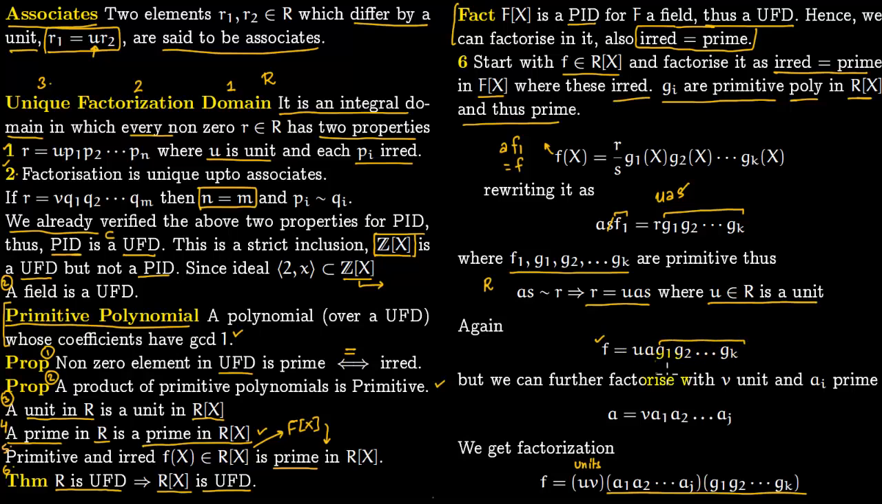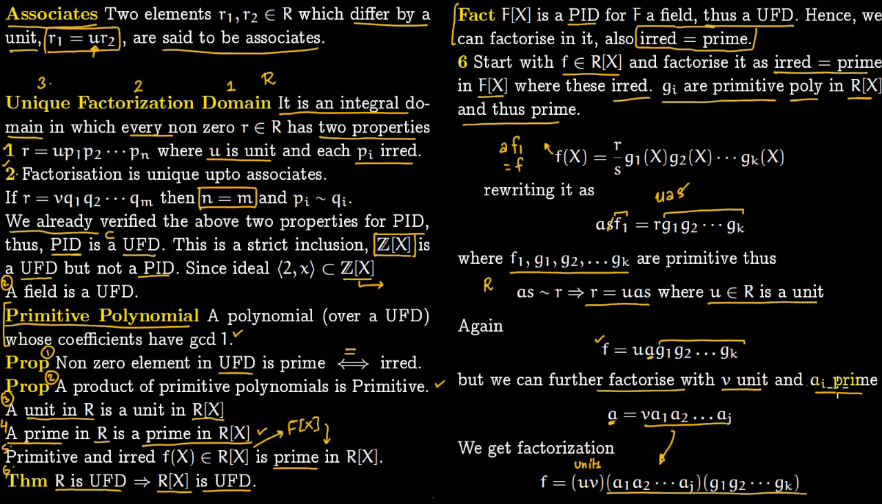Now this a we can factorize further, because this a is an element of our ring R, and R is a unique factorization domain. So you can write a as this b as a unit, and each of these elements a_i are prime. So you get a factorization like this. So instead of a, you plug this in here, and this v goes here.